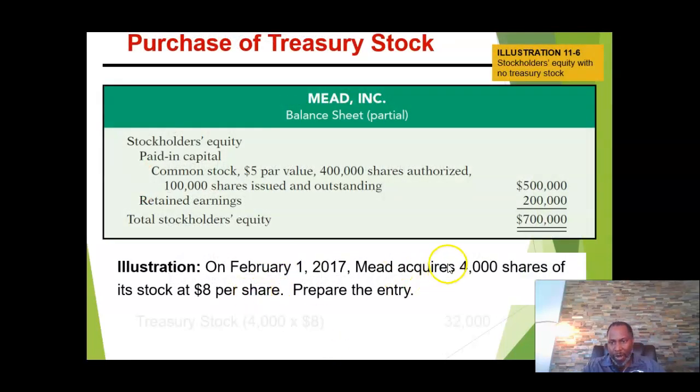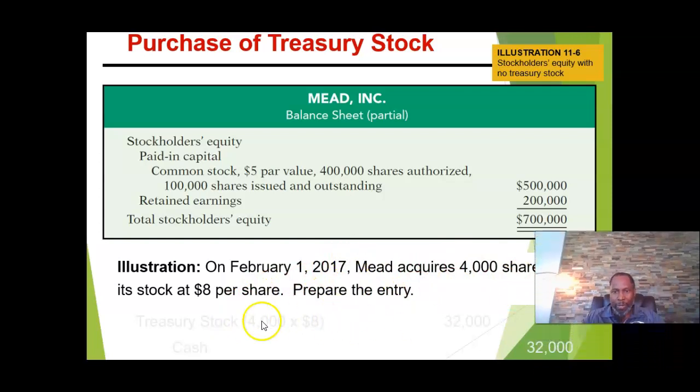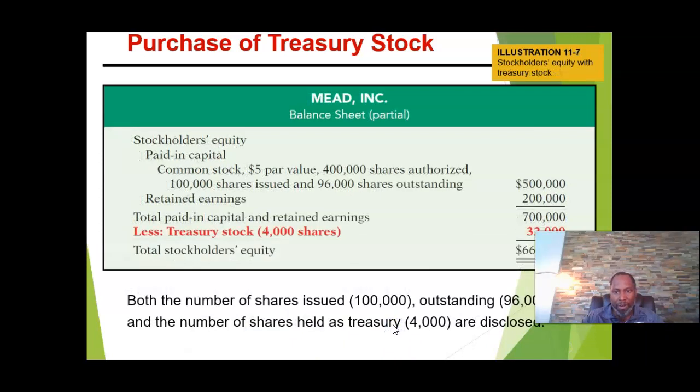So to record this transaction, you would debit treasury stock for $32,000. You always record treasury stock at the price we paid for it, $8 per share times 4,000 shares, and credit cash $32,000. Again, debit treasury stock $32,000 and credit cash for $32,000. You always debit treasury stock at the amount that it was paid for.